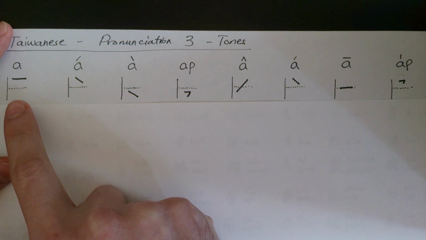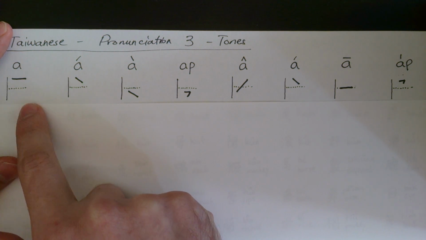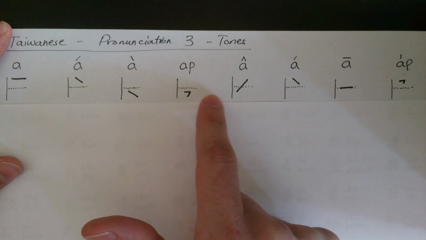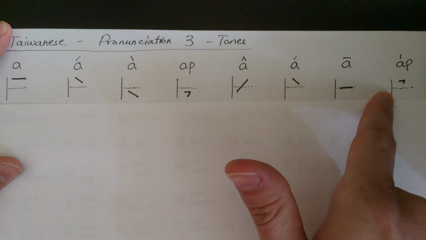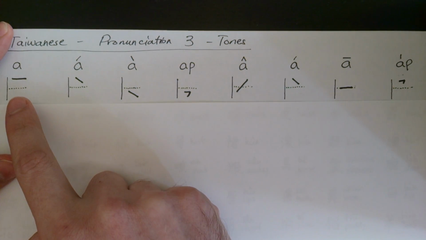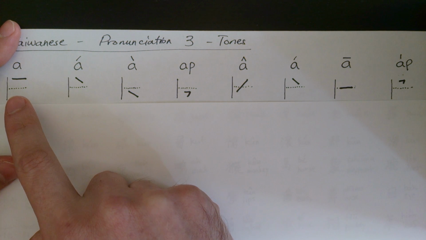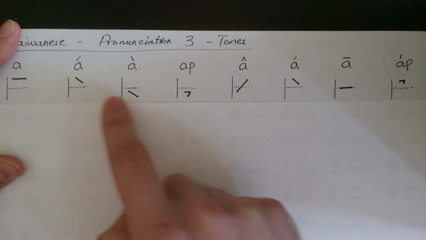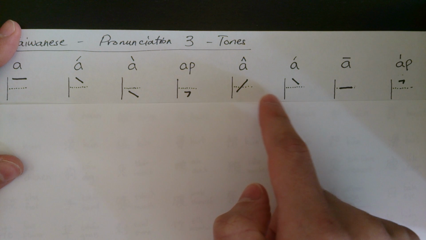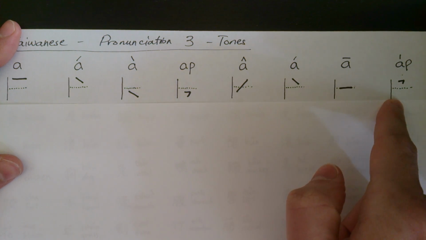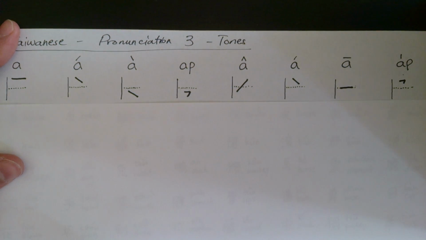So the 8 tones in Taiwanese sound like this: ah ah ah up, ah ah ah up. Okay, let's try one more time, and then you can try. Ah ah ah up, ah ah ah up. All right, go ahead and give that a shot.